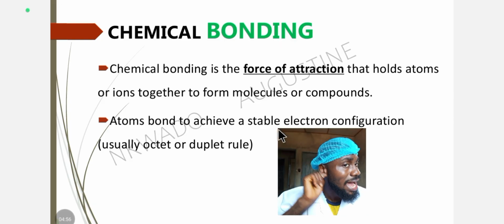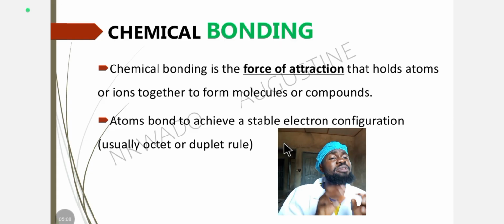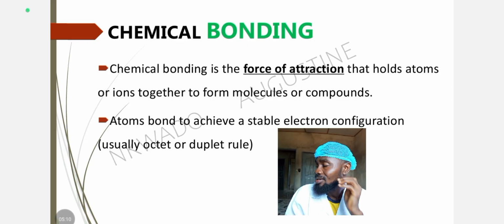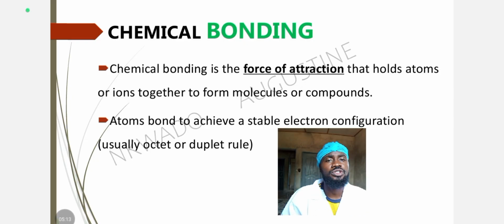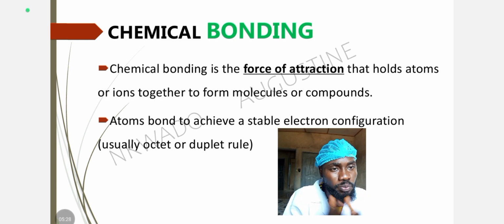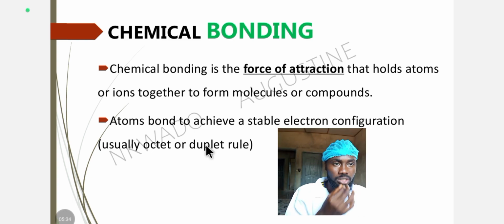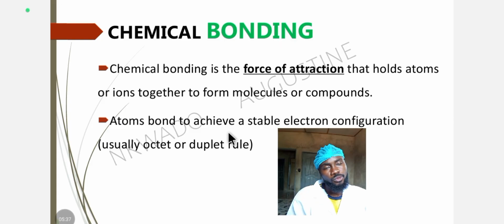Between atoms to form what? Molecules, compounds. So this force of attraction is between atoms or ions. Take note of that, between atoms and ions. So atoms bond to achieve a stable electron configuration, usually octet or duplet. When atoms bond, it's a redox process where one donates and the other receives, or they share. Whatever type of bond that occurs, that is chemical bonding. Hope I made myself clear.